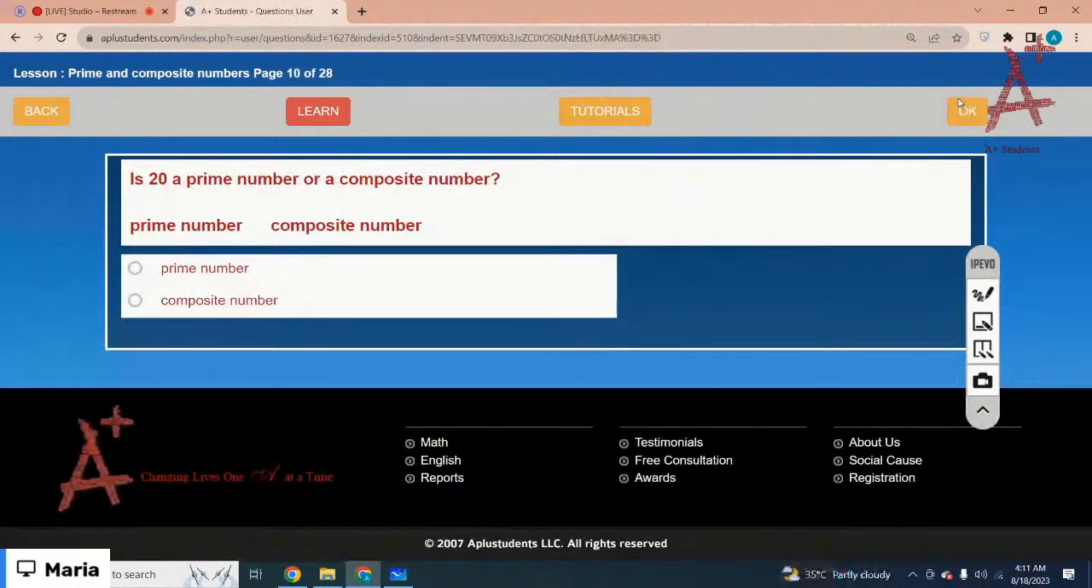Is 20 a prime number or a composite number? Which is the correct option? 20. 4 times 5 is 20. 2 times 10 is 20. 20 has so many factors, right? So 20 is a composite number.